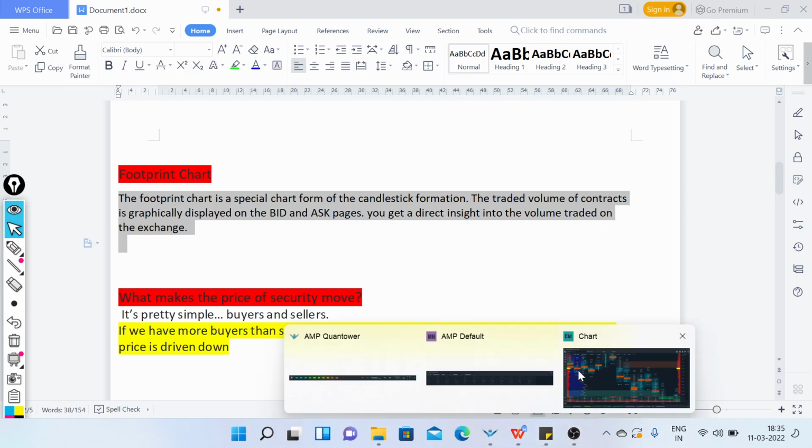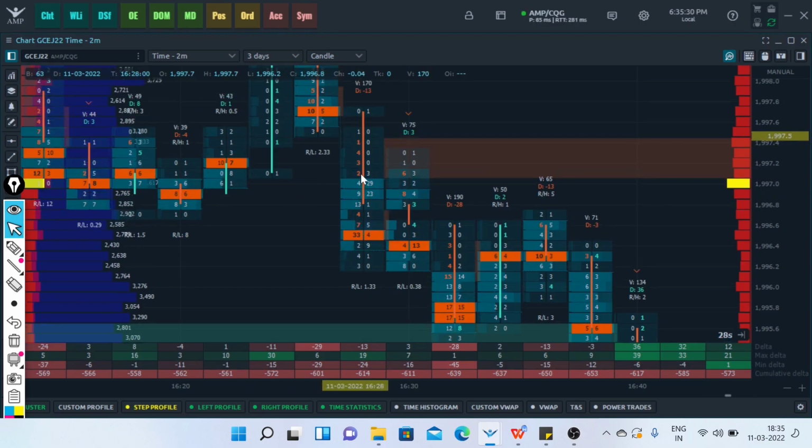If we look at the footprint chart or order flow chart, as you can see, this is the candlestick, and everyone is pretty familiar with this candlestick body. This is the candlestick that we generally see in trading. And what do these numbers mean over here? These are the bid contracts over this price range.